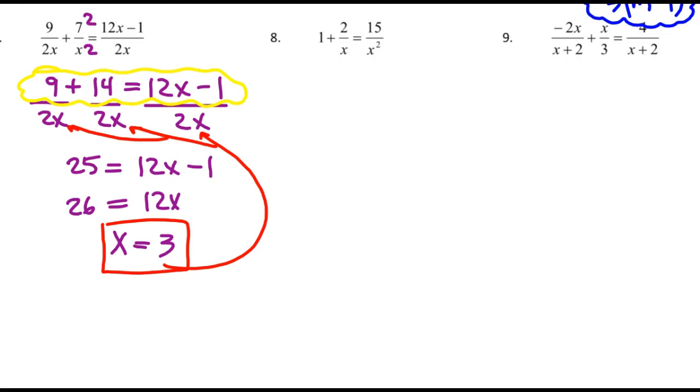Yep. 9 plus 14 is 23. Oh, 23, dummy. Good. Yep, I do that on purpose just to make sure you guys know I'm human. So 23 plus that's 24, which makes this 2.